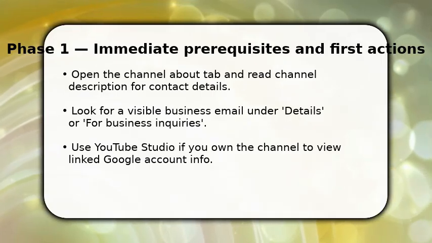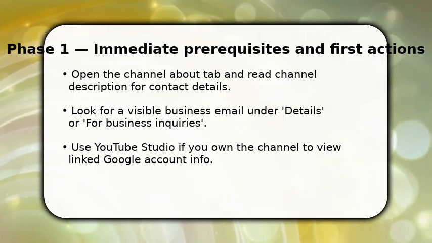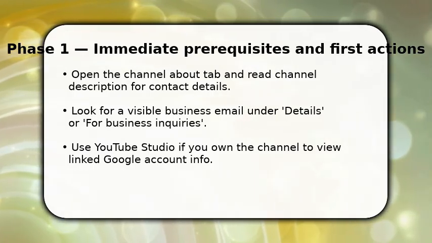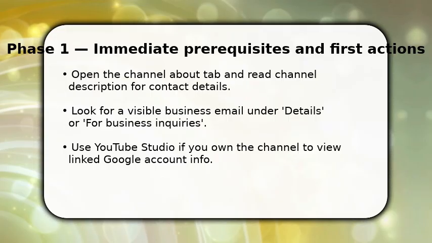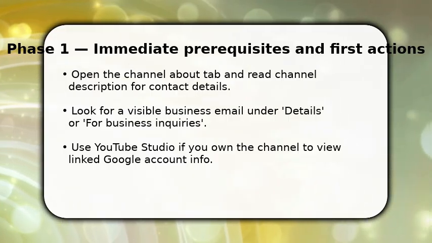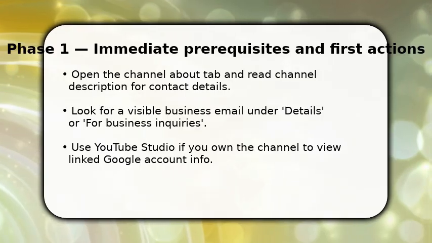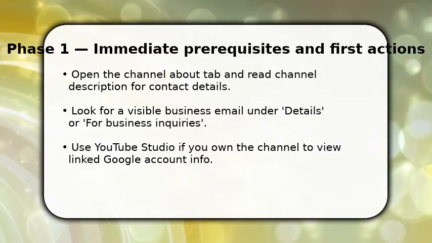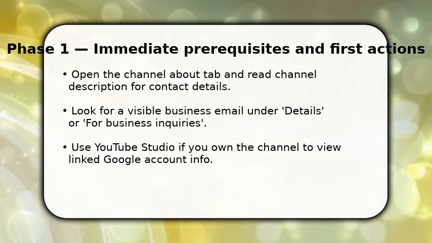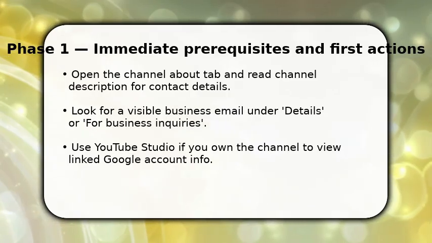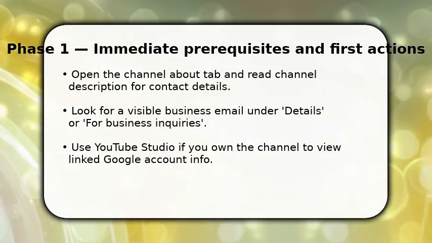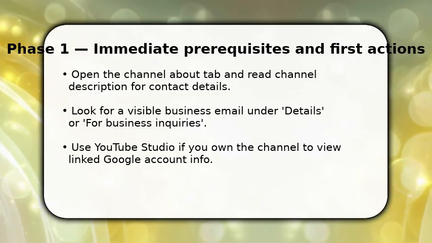You begin by opening the channel's about tab and scanning for a business email. That's often where creators list contact addresses. If you manage the channel, go directly to YouTube Studio and check channel settings and contact details there. Once done, note any listed address and copy it. Sometimes creators put an alternate contact like Gmail. If no email appears, prepare to follow the next discovery steps.